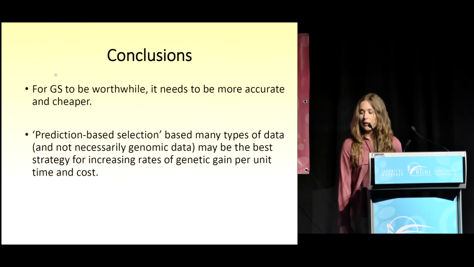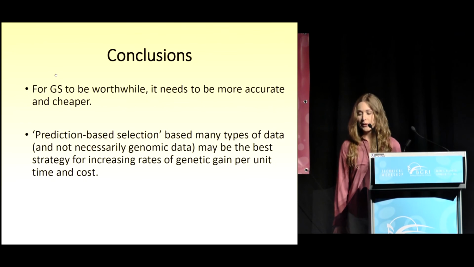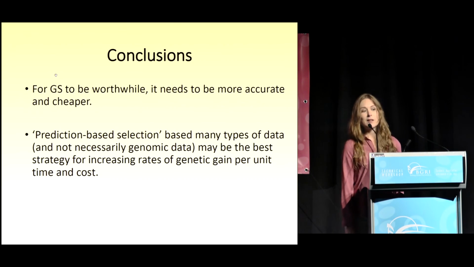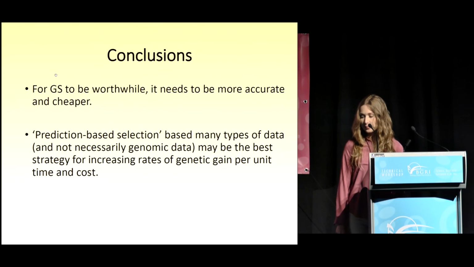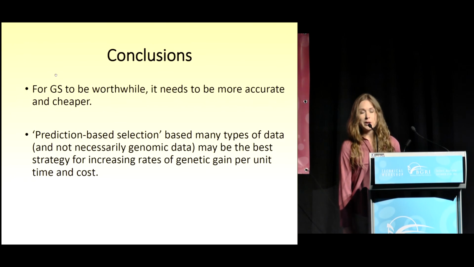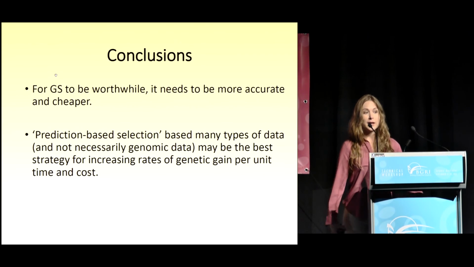Some conclusions. For genomic selection to be worthwhile, we really need it to be more accurate, and it needs to be cheaper. We need to move towards prediction-based selection, not necessarily based on genomics or just pedigree, but on many different kinds of data, including high-throughput data. It's really important that we increase genetic gain in terms of time and cost, because cost is extremely important for increasing the selection intensity. If we cannot have very large populations, then we can't increase genetic gain.